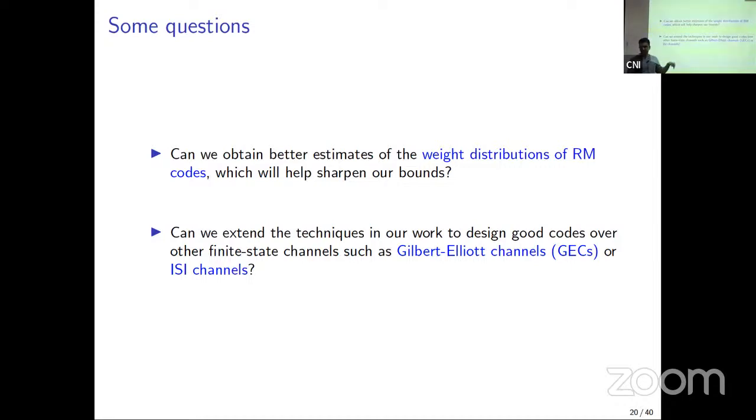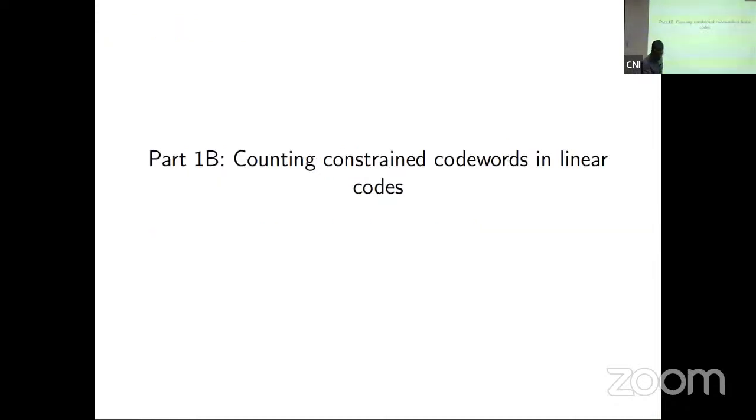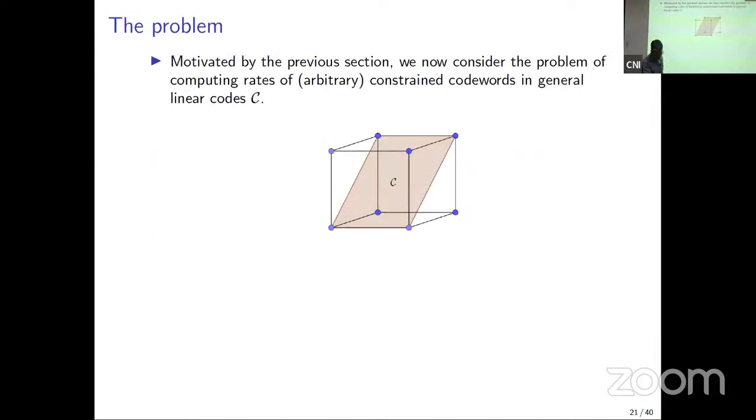Secondly, can we use the kinds of techniques that we used here over other channel models like the Gilbert-Elliott channel, for example, or for other channel models with memory? Because Reed-Muller codes, at least polar codes, are known to perform very well over these channels with memory. Even there, there are no explicit constructions, there are just existential proofs. But can we explicitly construct codes using Reed-Muller or polar codes to do that? So let us go to part 1B.